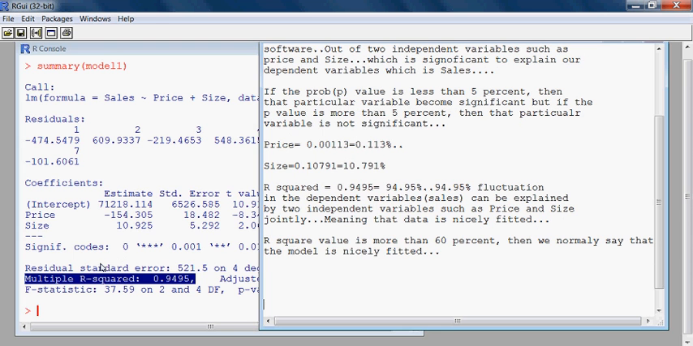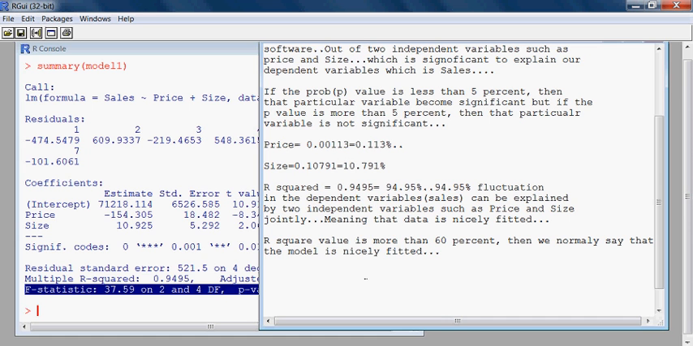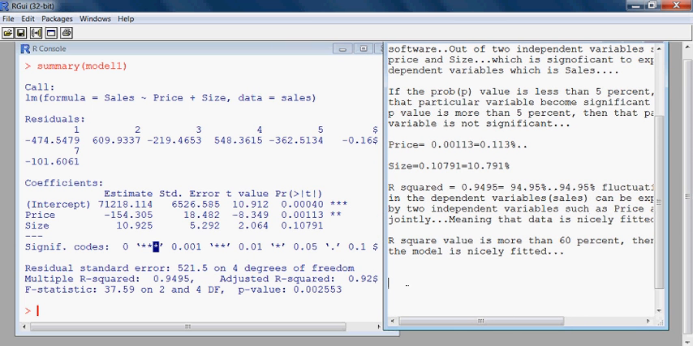Okay. Then we talk about F statistics. You can see F statistics and the corresponding probability value, right? You can see here F statistics and corresponding p value or probability value. And here you can see the F statistics, here is how much is the probability value. The probability value of the F statistics is 0.002553, meaning that 0.2553%, right? Meaning that F statistics is significant.